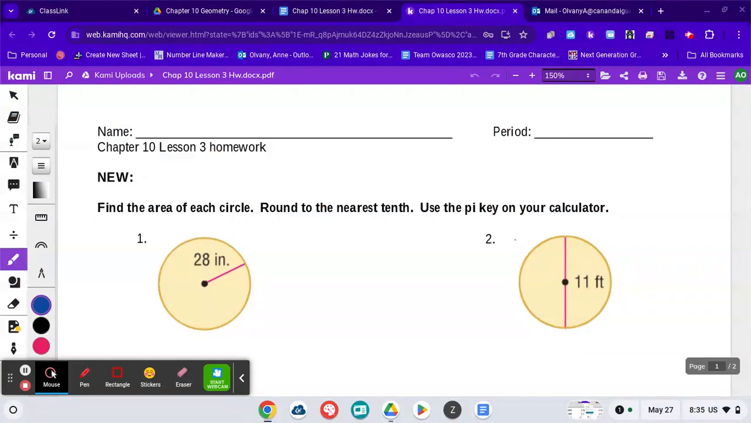So, number 1, the directions say find the area of the circle. We're going to round to the nearest tenth.